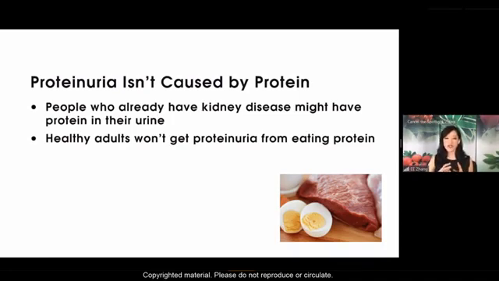Now, proteinuria is more of a concern in people who already have kidney disease and people who already know they have kidney disease because their kidneys have issues filtering already. Then, if they eat too much protein, they may start to get protein in their urine. But for healthy adults, even if you eat way above the recommended limit for protein, you will probably not get proteinuria. So it's not something you have to be concerned about.